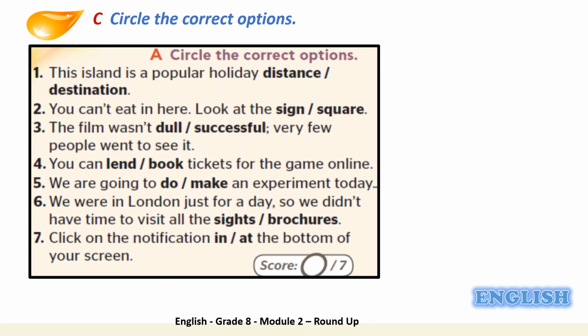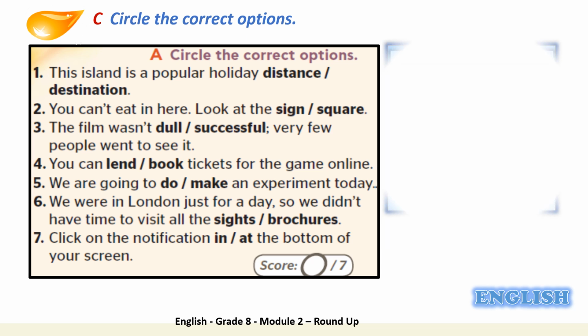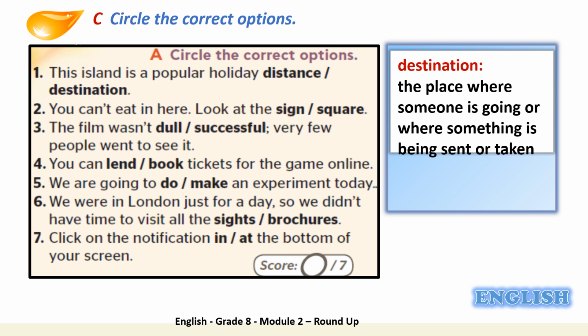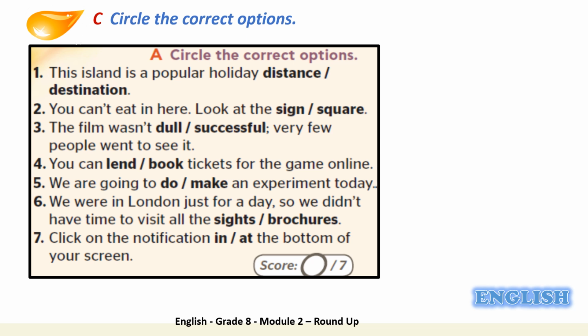Our first task, guys, here you should circle the correct options. But before you start answering the questions, let us discuss the meanings of these vocabulary items. The word distance, the amount of space between two places. Destination, the place where someone is going or where something is being sent or taken. So, 1. This island is a popular holiday. Distance, destination. Wonderful, of course, destination.